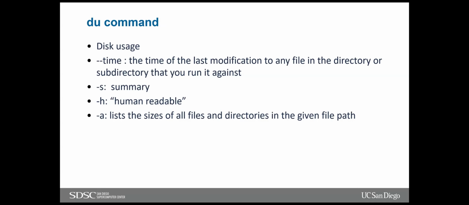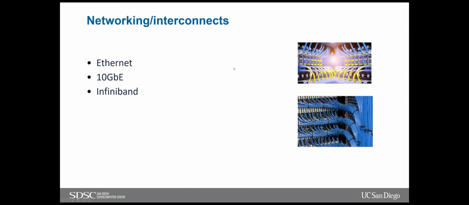As mentioned, summary is a nice tool. Instead of giving you individual bytes, it will give you the high level for the directory. It'll show you everything in there. -H is human readable, again, makes it nice and easy to read. And -A lists all the files and directories in some given file path.